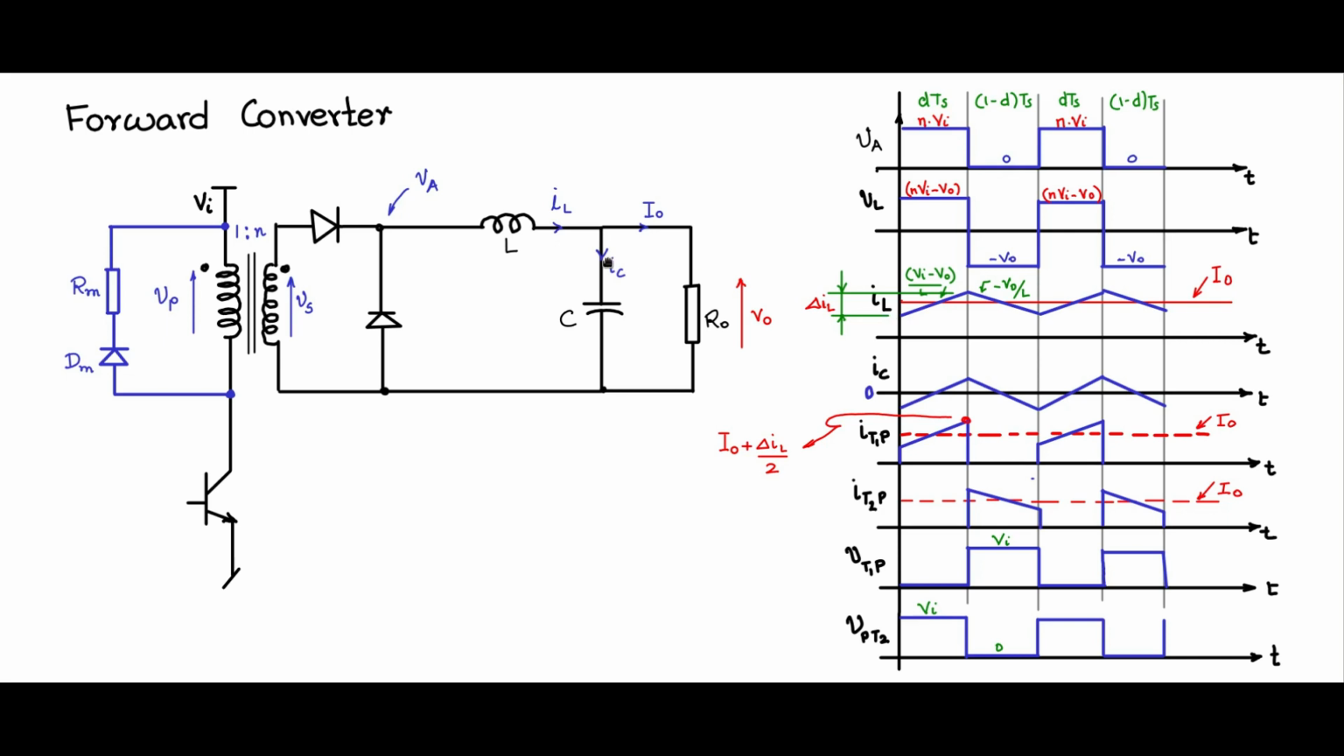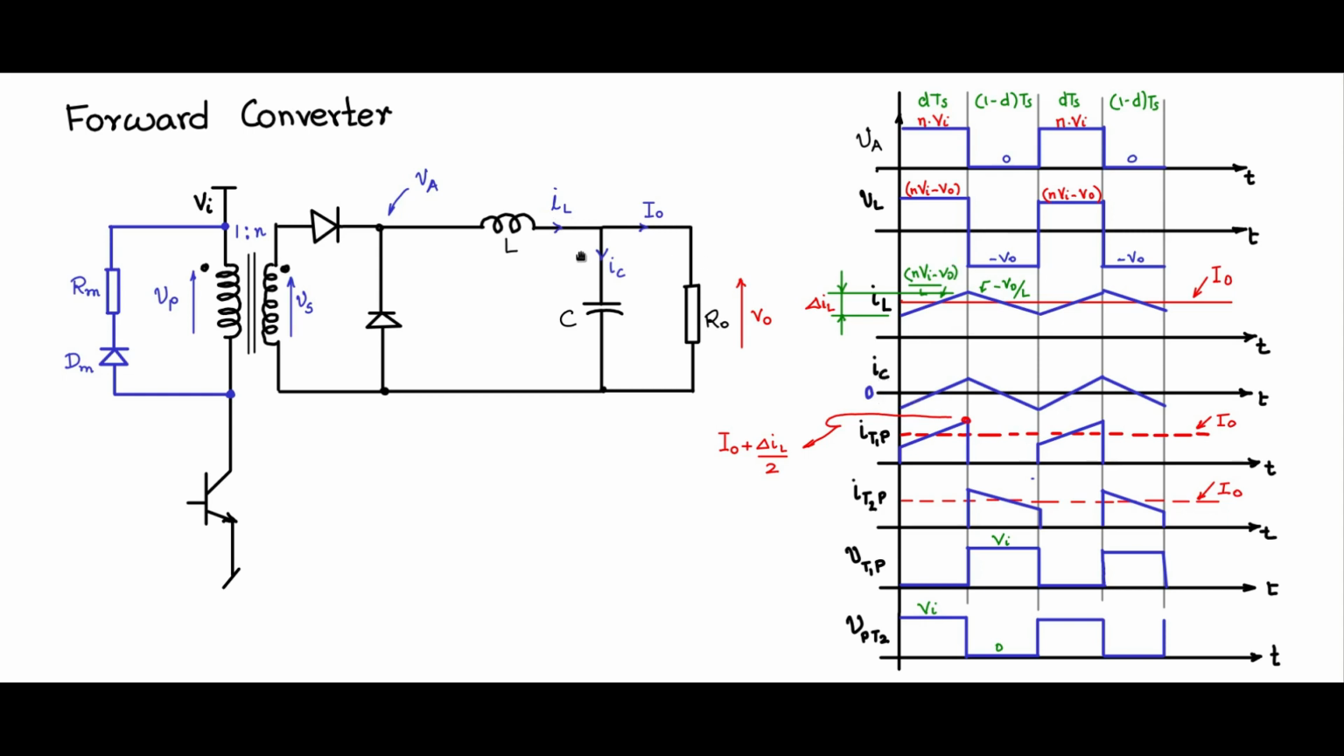Now let us take the inductor current IL. The inductor current IL also will be similar. You see the inductor current rises. Now it rises for a change of delta IL. In DTs time, it will be N Vi minus V naught by L. So instead of Vi minus V naught by L, it will become N Vi minus V naught by L. Let us make that change. So we have N Vi minus V naught by L. On the falling side, during the freewheeling time, the voltage across the inductor is minus V naught. So this will remain minus V naught by L.